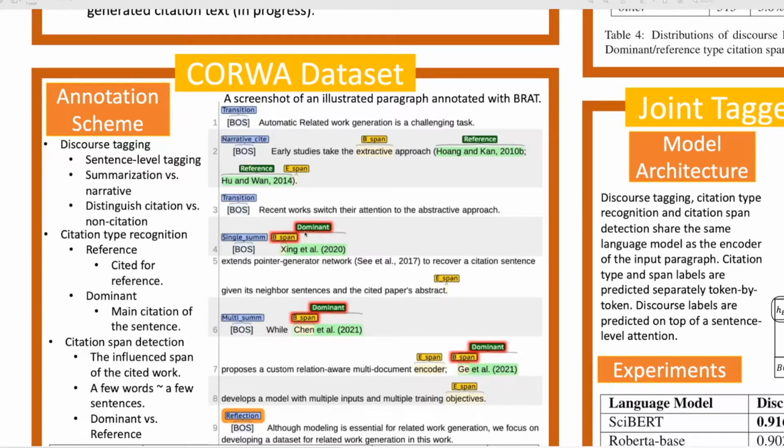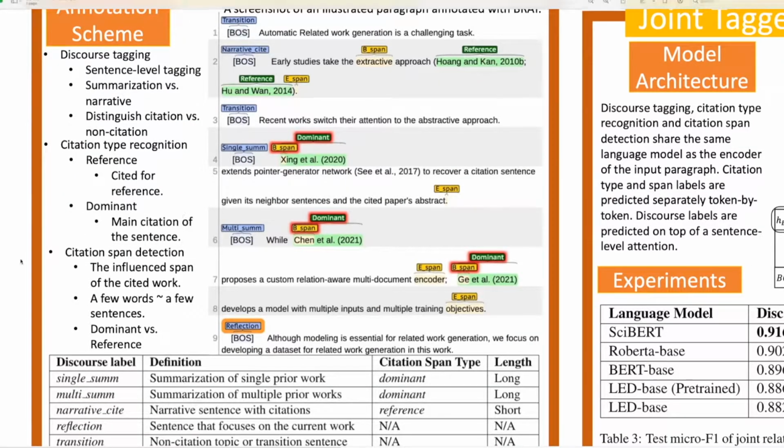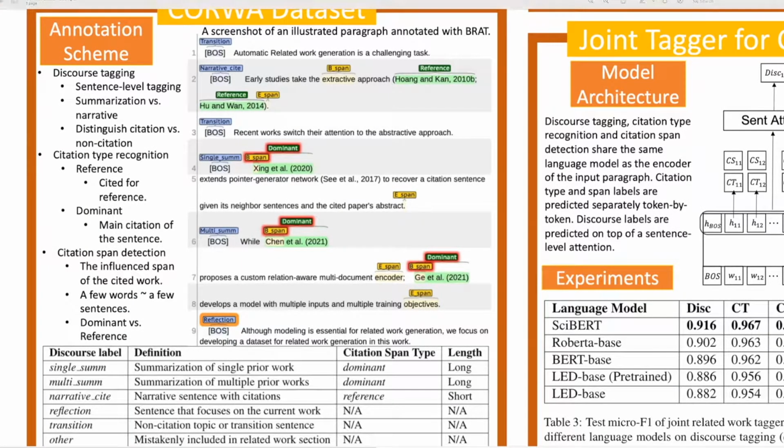So here is the CORWA annotation scheme. For each sentence, we assign a discourse label. And we first aim to distinguish different types of citations. We distinguish summarization style sentences that describe prior works in detail and narrative style sentences that mention each prior work at a high level. We also distinguish whether a single document or multiple documents are cited.